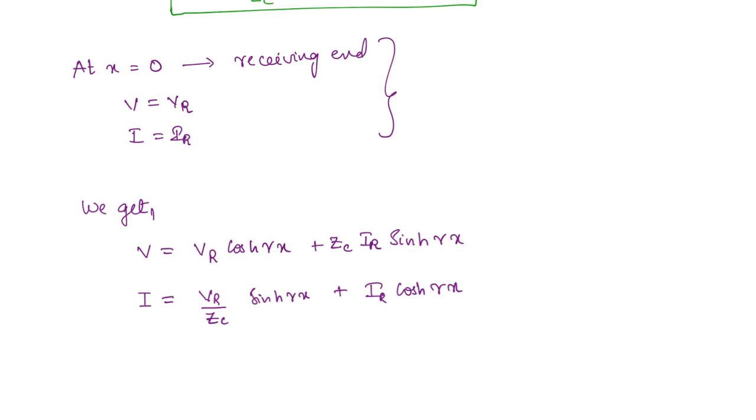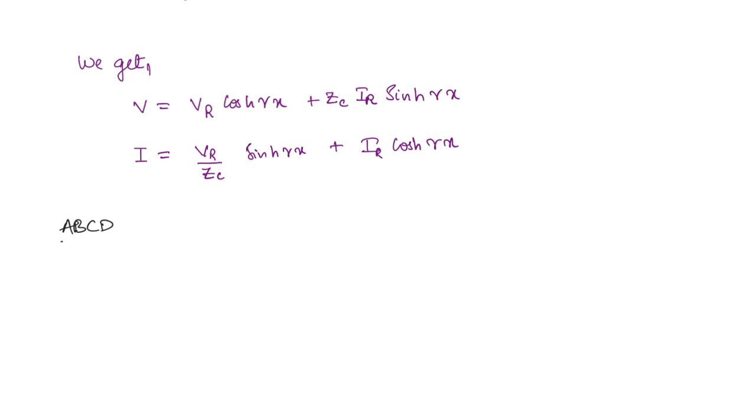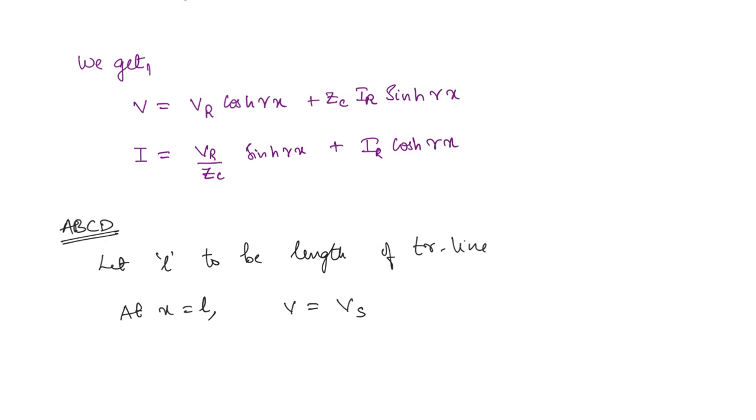Now whenever we are modeling, what is the final goal? We need to find the ABCD parameters, right? So we can find the ABCD parameters if you substitute here x is equal to L. At the sending end, the value of x is L, which is the length of the transmission line. Then you can get Vs and Is here. So if you take L to be the length of the transmission line, then at x is equal to L, what will be the voltage? Vs. And current is going to be Is.